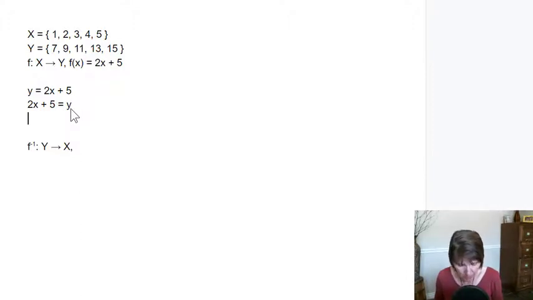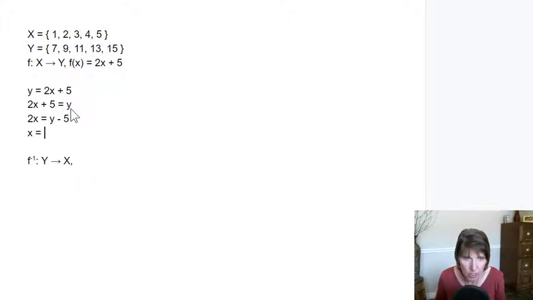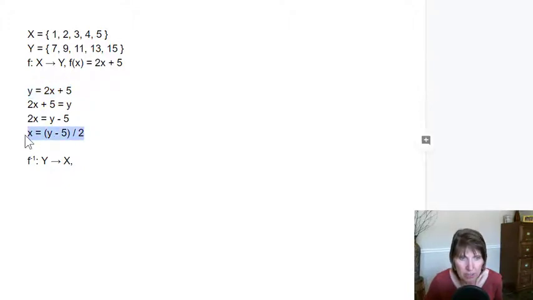So I can move the 5 over. So I have 2x equals y minus 5. You just do your regular algebra. And now to solve for x, I need to divide by 2. So that becomes y minus 5, divided by 2. All right, so what I did is I took the formula from the function and solved for x. It already tells me y and I solve for x.